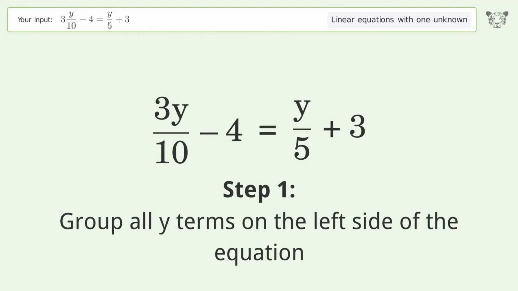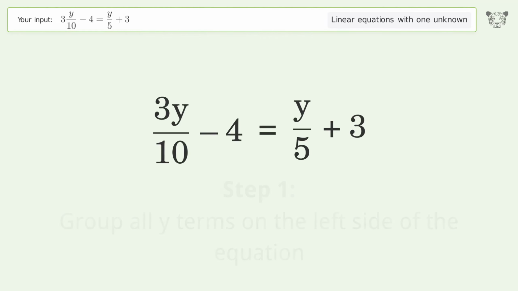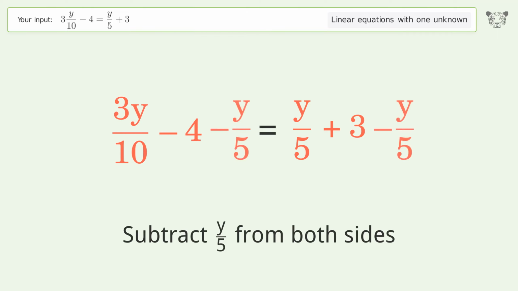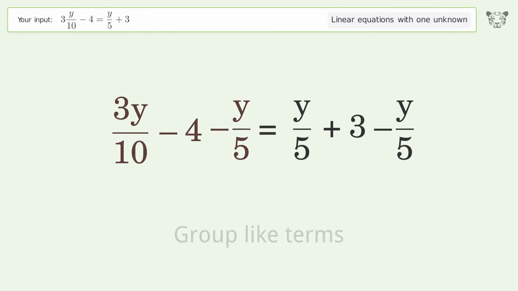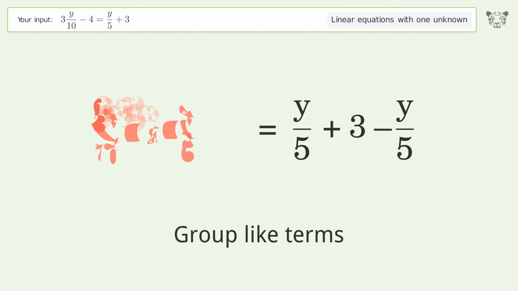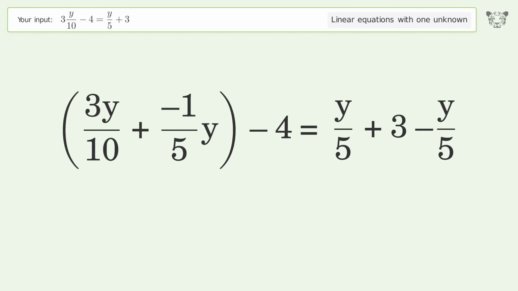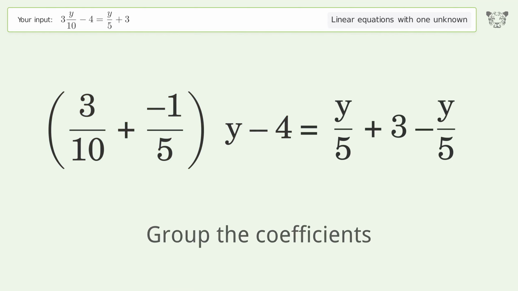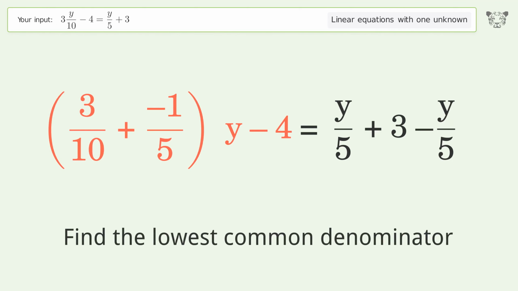Group all y terms on the left side of the equation. Subtract y over 5 from both sides. Group like terms. Group the coefficients. Find the lowest common denominator.